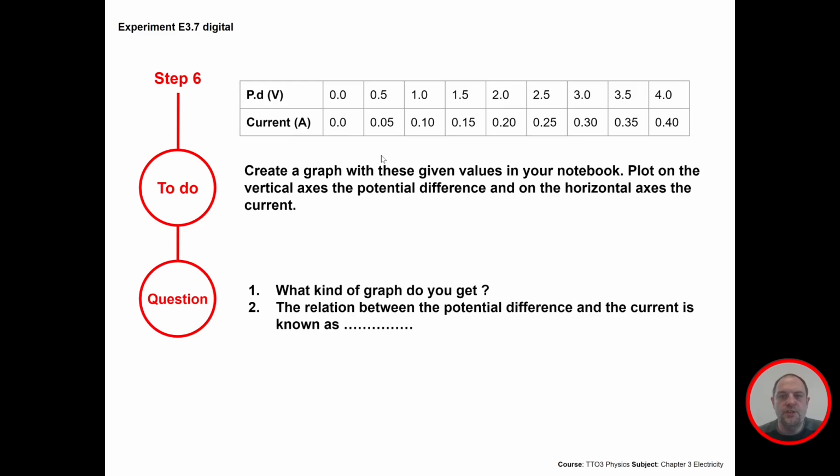Well, the next step is that you need to create a graph of these values in your notebook. You need to plot on the vertical axis the potential difference in volt, and on the horizontal axis the current in amps. So you need to think about a good scale of how to set up a good graph for this. So make it as big as possible and make sure you're able to actually insert all those dots. And then afterwards, of course, you draw a trend line. Well, the questions are these: what kind of graph do you get? And the relationship between the potential difference and the current is known as. Please give answer to these questions.